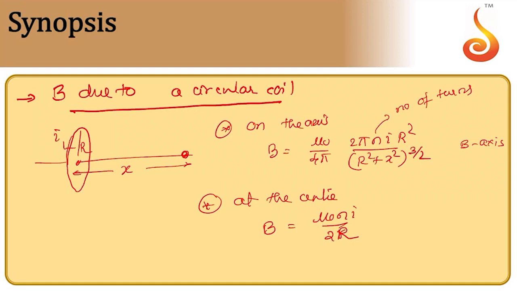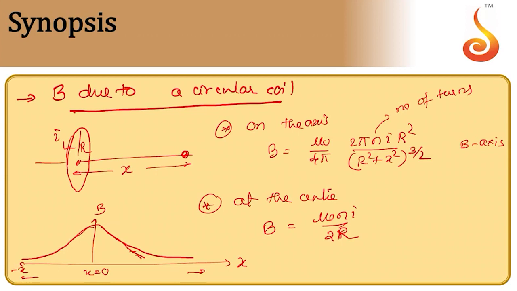Now if I draw a graph of magnetic field as a function of x, magnetic field is maximum at the center and it goes on decreasing on either side, so we can show the variation in this form. The magnetic field goes on decreasing, this being x equal to 0, this is on the positive side, this is on the negative side. So magnetic field due to a current carrying conductor in the form of a circular loop is given by this expression.